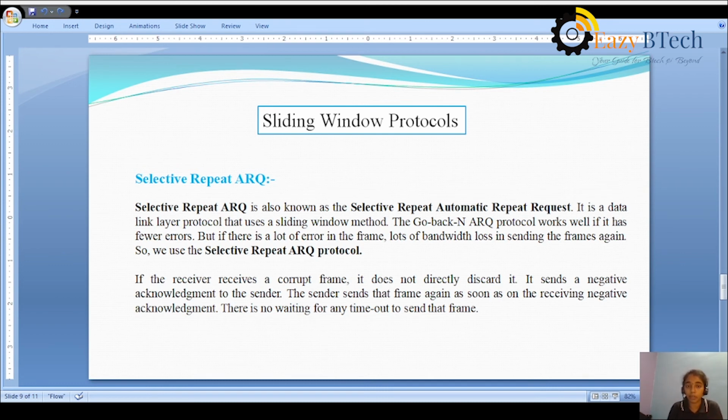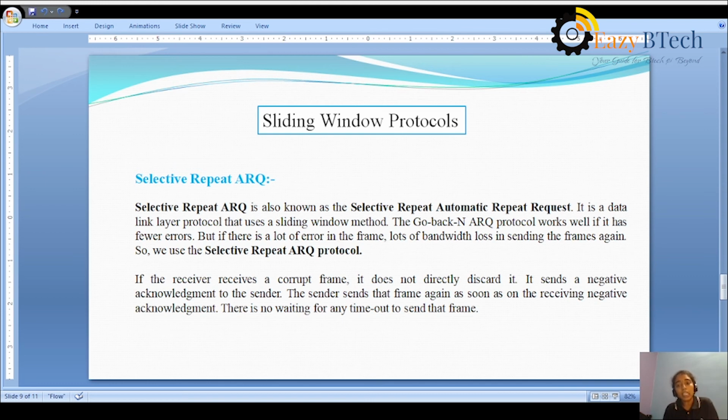The concept of selective repeat is that the receiver receives a corrupt frame, but it does not directly discard it. He gives a negative acknowledgement to the sender saying he received a corrupted frame. That is the concept of selective repeat. So when the negative acknowledgement is sent to the sender, the sender will retransmit that particular frame only.